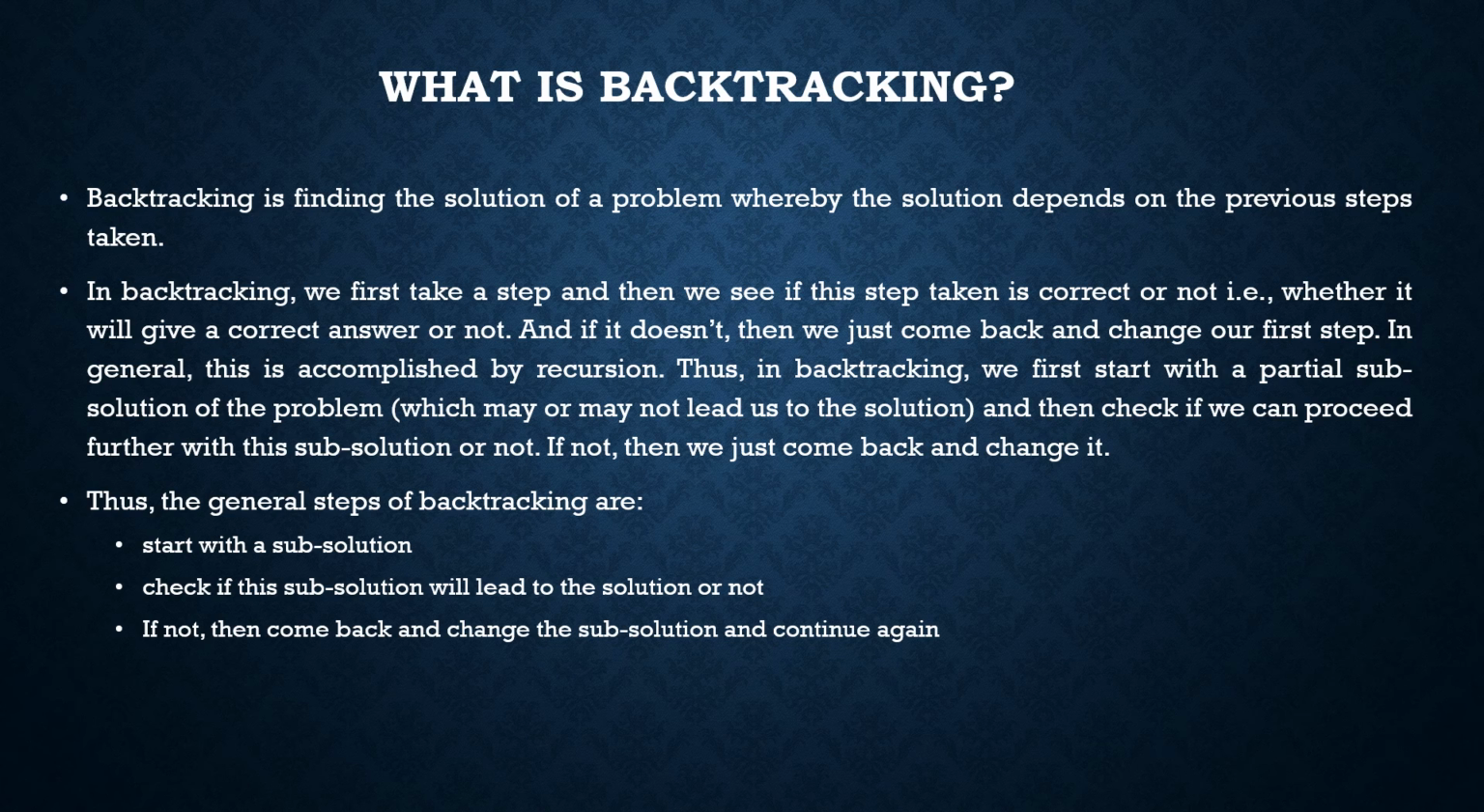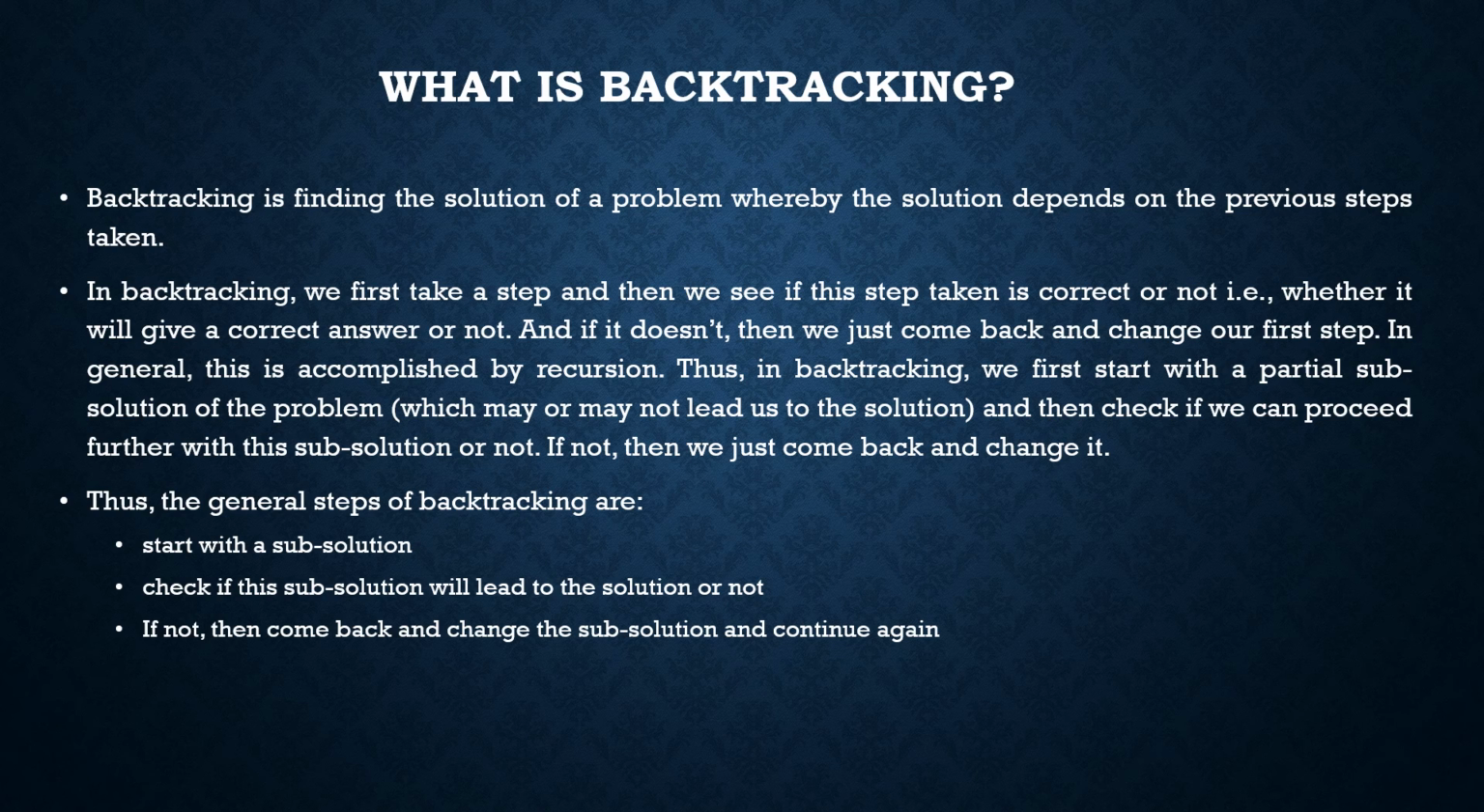What is backtracking? Backtracking is finding the solution of a problem whereby the solution depends on the previous steps taken. In backtracking, we first take a step and then we see if the step taken is correct or not, that is, whether it will give a correct answer or not. And if it does not, then we just come back and change our first step. In general, this is accomplished by recursion.